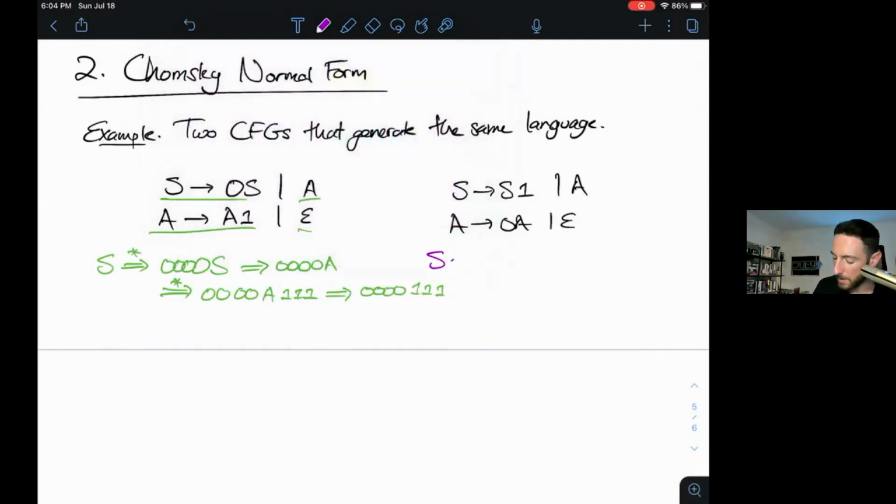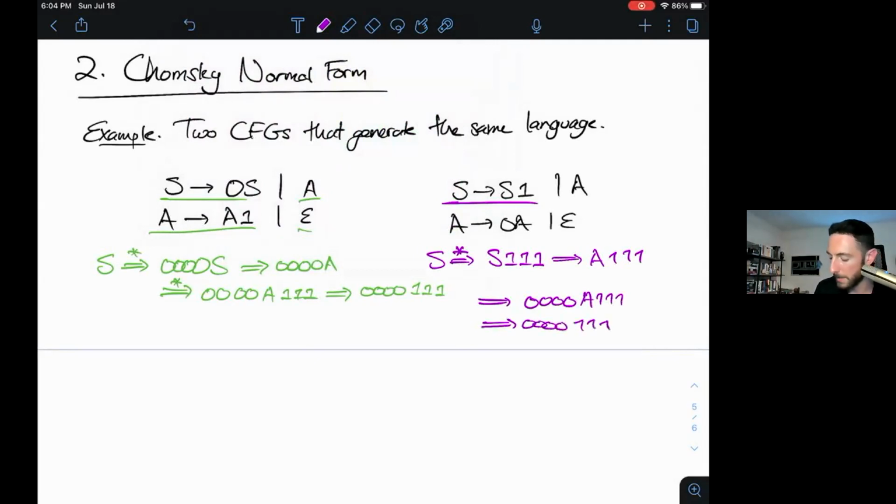And again, we'll start with S. We'll do this first rule some number of times. We'll end up with S111 or something like that. Then we'll turn the S into an A. We'll generate some zeros. And we'll end up with some number of zeros followed by some number of ones. So I hope I've convinced you that you can indeed have two different looking grammars that generate the same language.